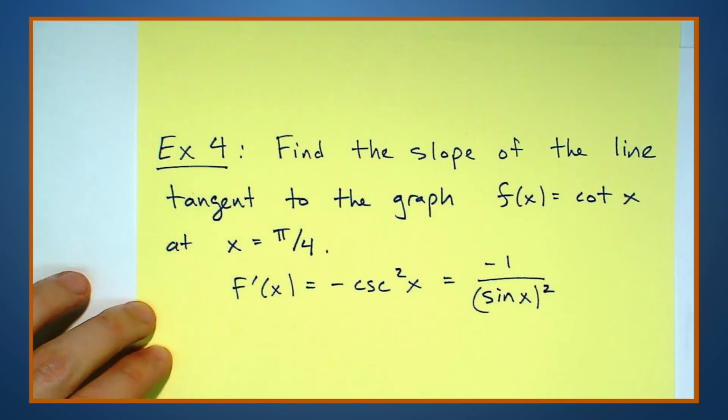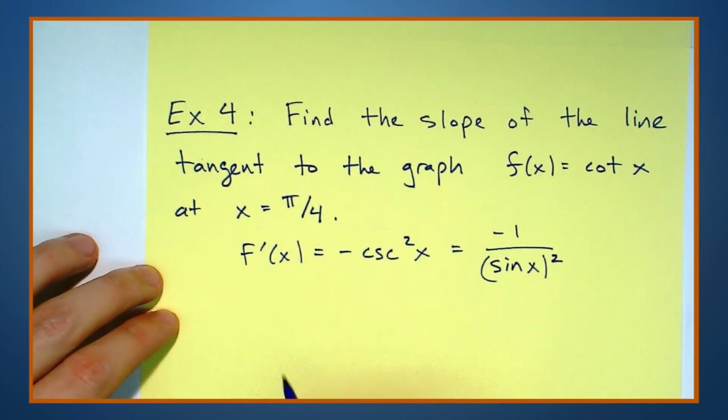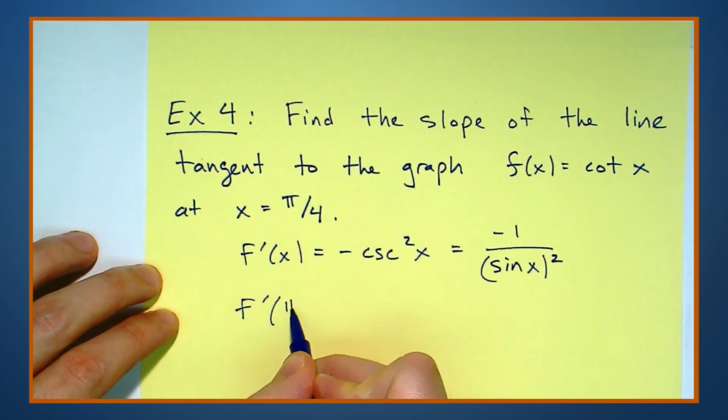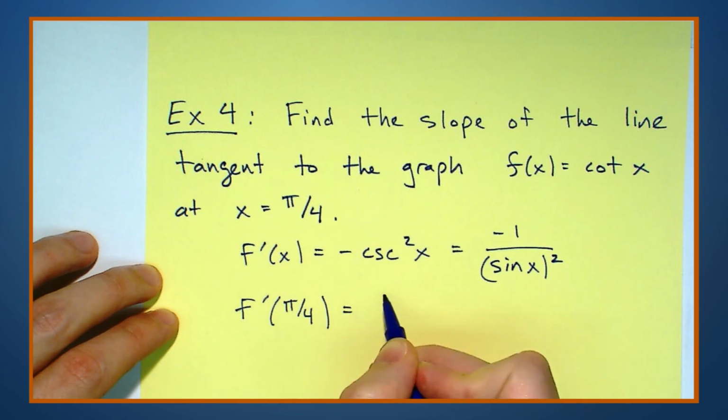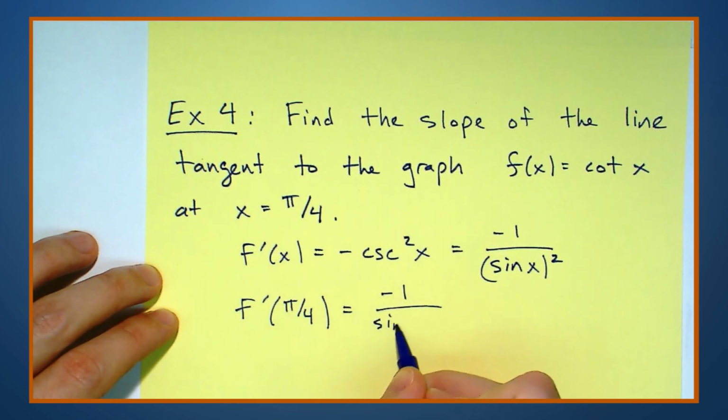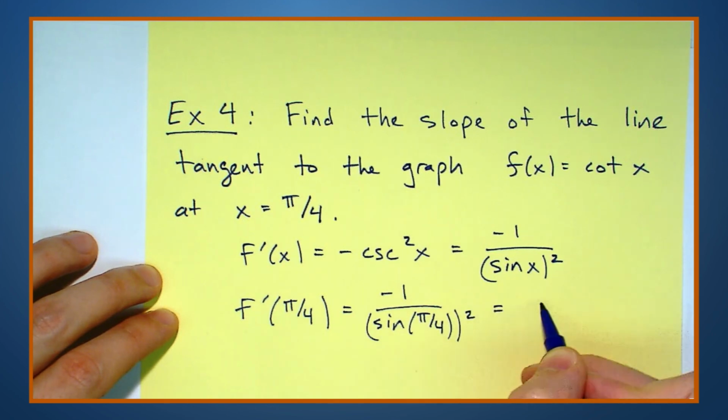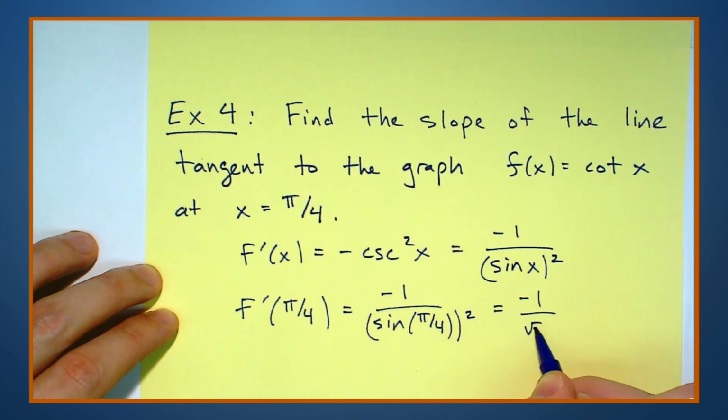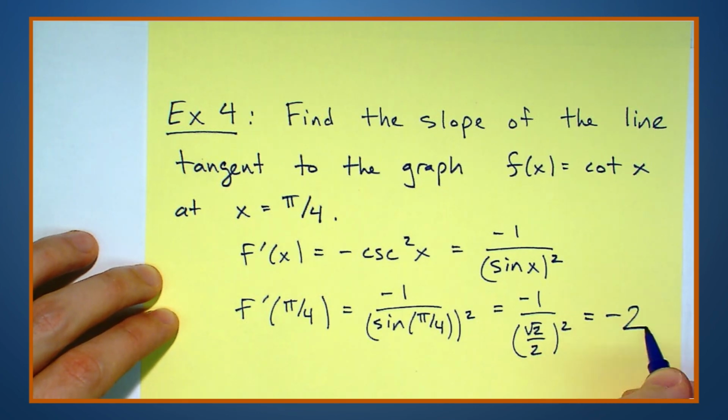Plugging in pi over 4, and recalling our trig facts, that the sine of pi over 4 is square root 2 over 2, allows us to compute the slope. Minus 1 over root 2 over 2 squared. That simplifies to a slope of negative 2.